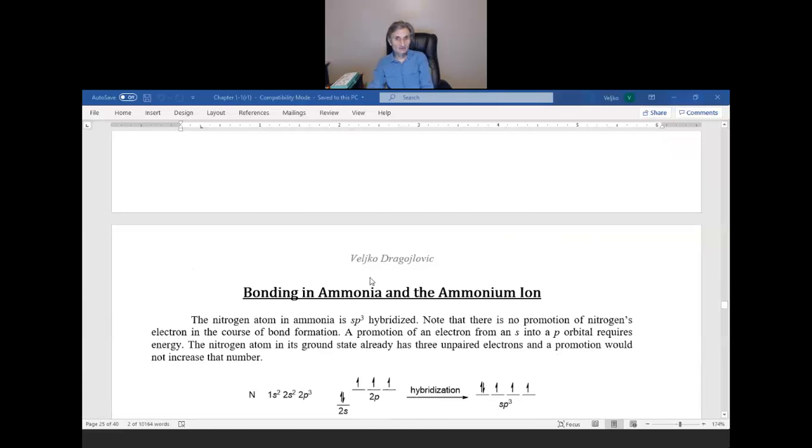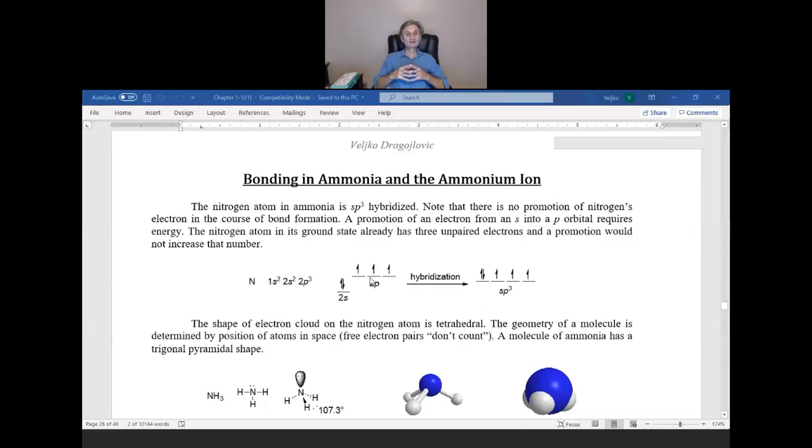And now we should examine bonding in molecules that are inorganic molecules that are relevant to organic chemistry. First, ammonia and ammonium ion. Ammonia is NH3, so hydride of nitrogen. So this is the electronic configuration of nitrogen.